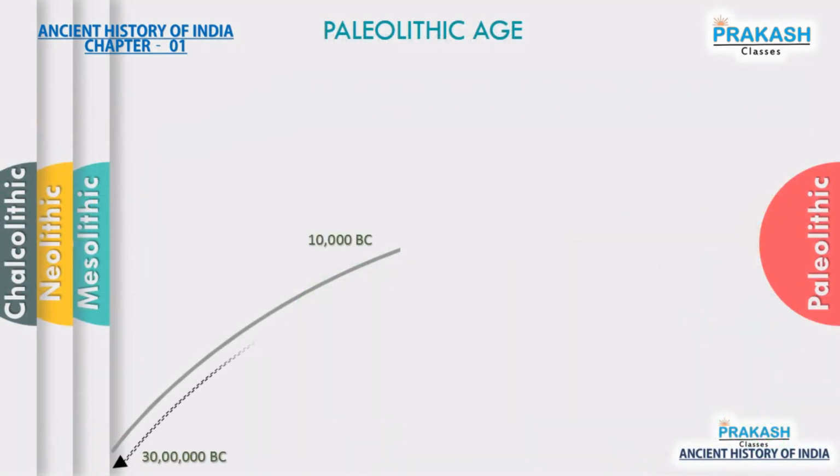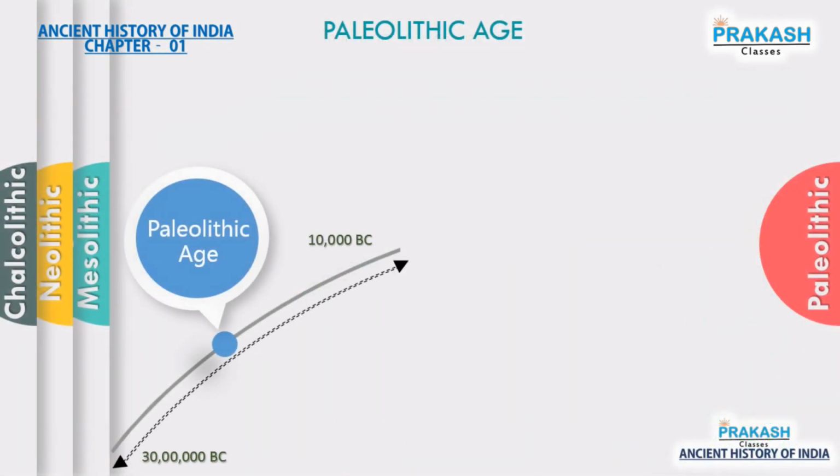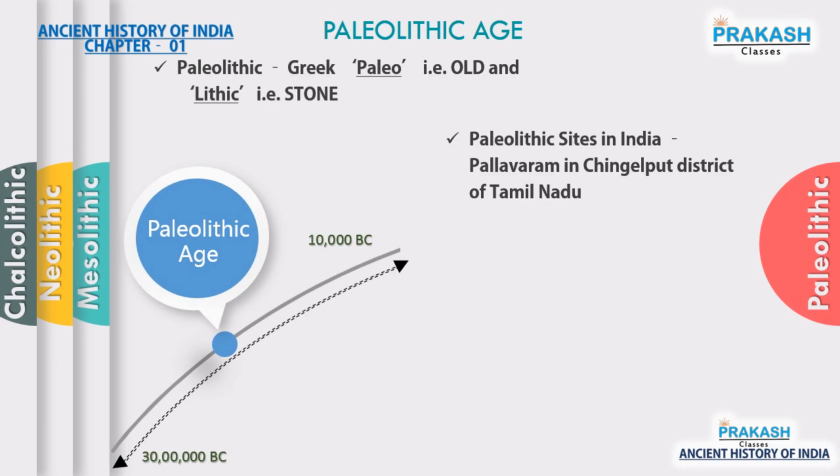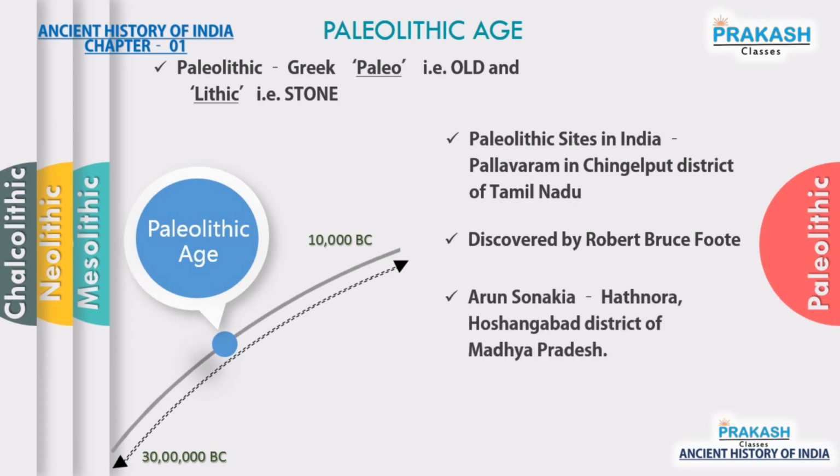To start with, let us study the Paleolithic Age. Paleolithic is the combination of two Greek words, paleo, that is old, and lithic, that is stone. The Paleolithic site in India is Pallavaram in Chengalpet district of Tamil Nadu, which was discovered by Robert Bruce Foote. Robert Bruce Foote was a British geologist and archaeologist who is also called the father of Indian prehistory. Archaeologist Arun Sonakia also discovered a Paleolithic woman's skull from Hathnora in Hoshangabad district of Madhya Pradesh.